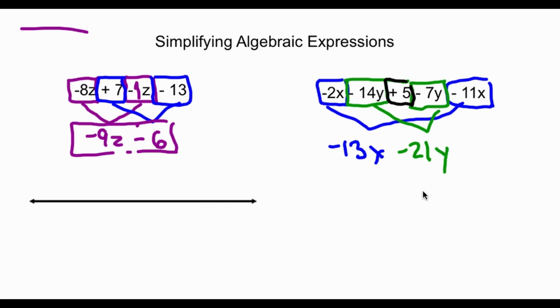All right? And then the 5, that's all alone. I didn't do anything to the 5. We did not combine it with anything. So I simply am going to bring it in the back. And because it's positive with a plus, that's just plus 5.